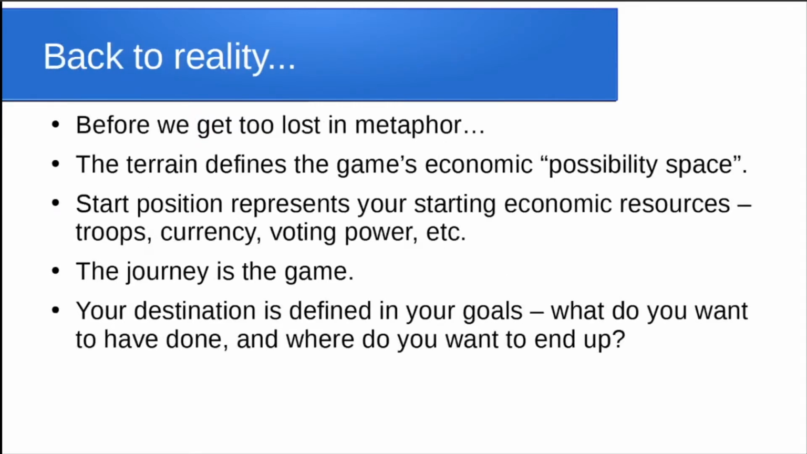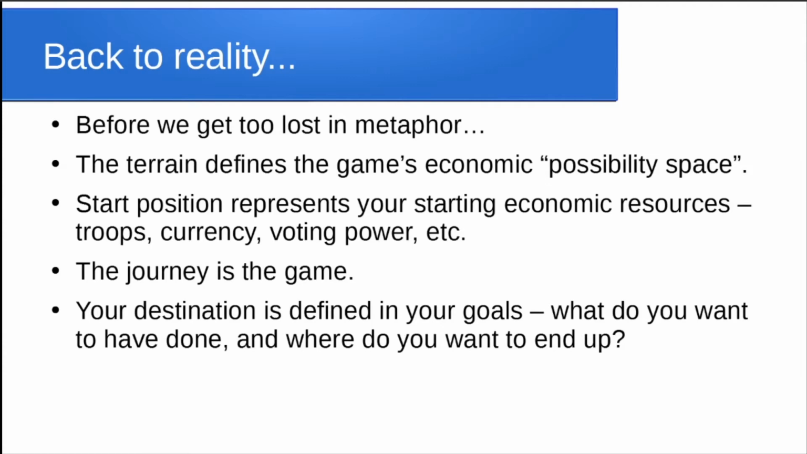Right, so before we get too lost in this metaphor, what does all this mean? What is the point of it all? So the terrain is the game's economic possibility space. This represents all the things in the game, all of the states that you can be in. In reality, a game's possibility space would be a sort of 20-dimensional non-Euclidean mess. But we're trying to keep it simple so that we can actually understand it a little easier by simplifying it down to just a flat map.